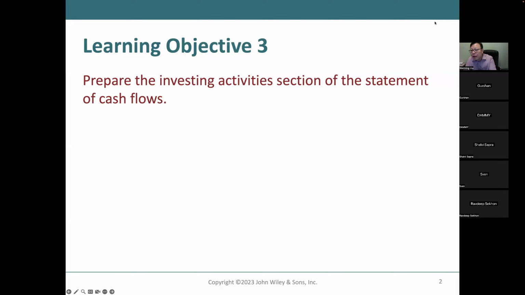On Monday, we worked on the section for the operating activities. Okay, so we have learned how to prepare the portion of the cash flow statement for the operating activities. So for learning objective number 3, we prepare the investing activity section.